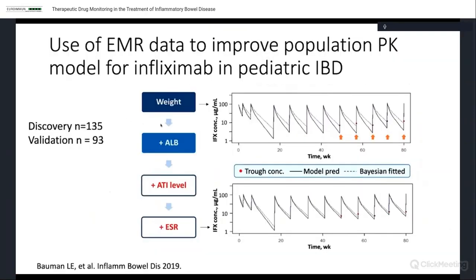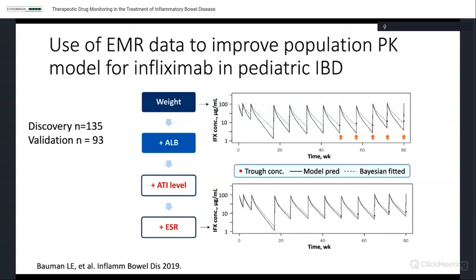We studied this in pediatric patients, and we could use Bayesian pharmacokinetic modeling to develop models to predict patient drug exposure. And what we found was that when we included factors, including albumin, the antibody levels, and measures of inflammation, like the erythrocyte sedimentation rate, or ESR, we could do a much better job predicting a patient's exposure than when we used weight alone, and that's what's done in clinical practice.